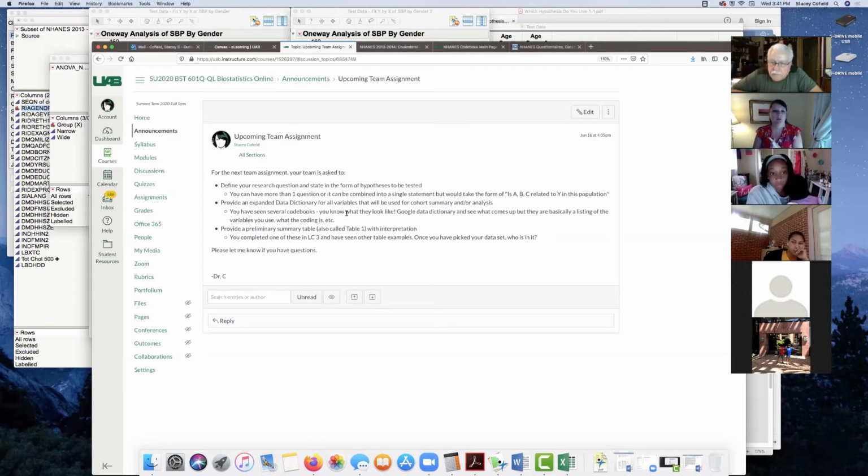And then the preliminary summary table. You did a preliminary summary in Learning Check 3. We provided you the table template at the bottom of Learning Check 3. And you've seen some examples in your lives as well. We often call this Table 1.